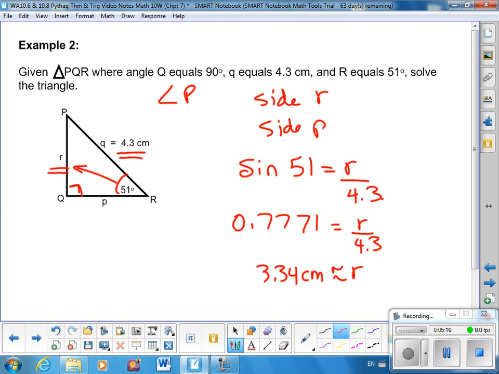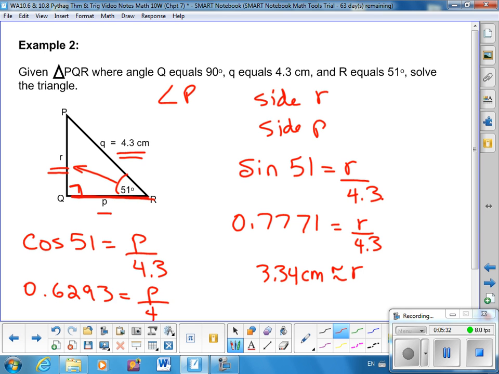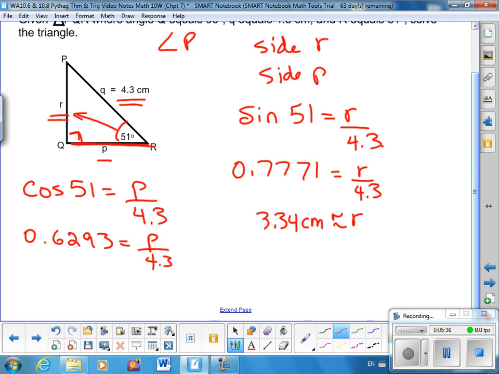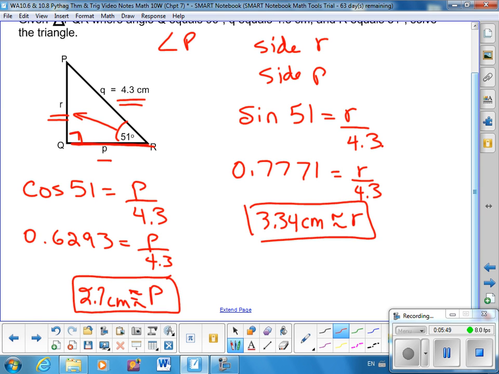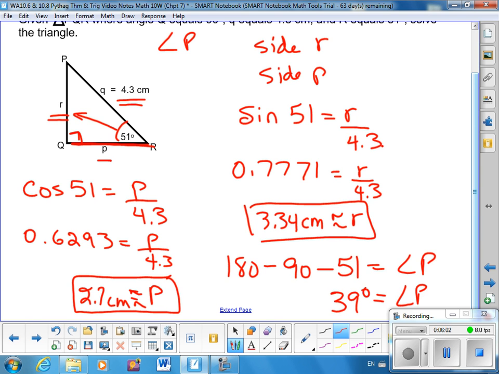Okay, we also are going to use that same angle to find P. P is adjacent. So cos uses the adjacent side and the hypotenuse combination. So the cos of 51 will actually be a different decimal because you're using a different trig button. P over 4.3. You're going to cross multiply to find out P is approximately 2.7 centimeters. So we have those two dimensions. We need angle P. So we know a triangle is 180 degrees. We're going to minus the right angle and minus the 51 degree angle to find angle P. So angle P is going to be 39 degrees.